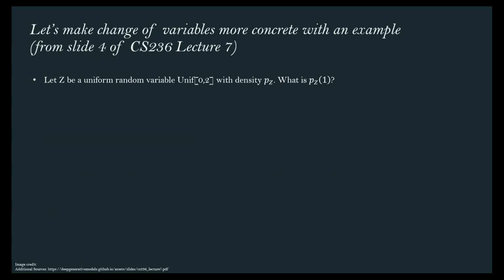So what would that be? So Z is uniform random, 0 to 2. So what is pZ of 1?